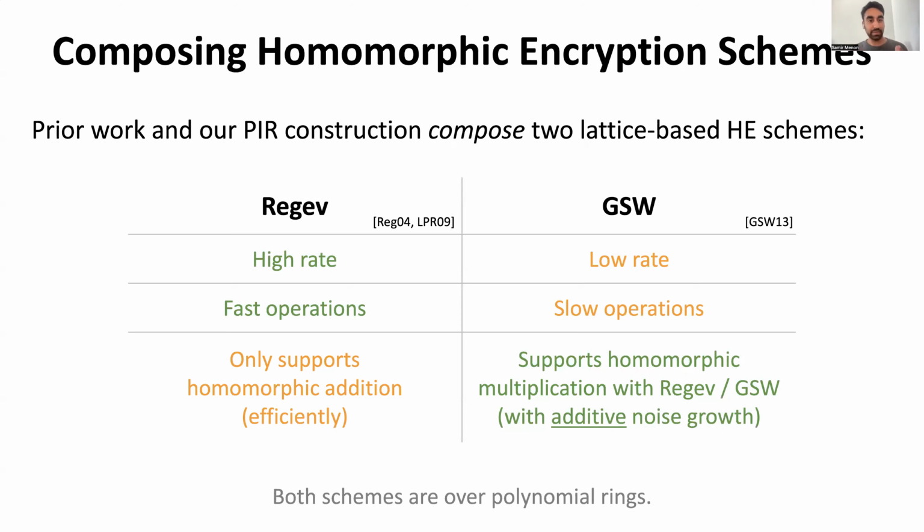The Regev scheme that we use has high rate and fast operations, but for our purposes only supports homomorphic addition. So we only use it with homomorphic addition. And the GSW scheme has much lower rate and slower operations, but supports homomorphic multiplication. Specifically, it plays nicely with the Regev scheme. So you can multiply a GSW ciphertext by a Regev or GSW ciphertext. And the point is that this homomorphic multiplication has only additive noise growth. So we're going to exploit that to build PIR.